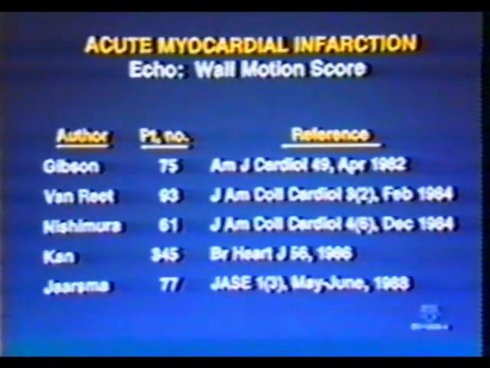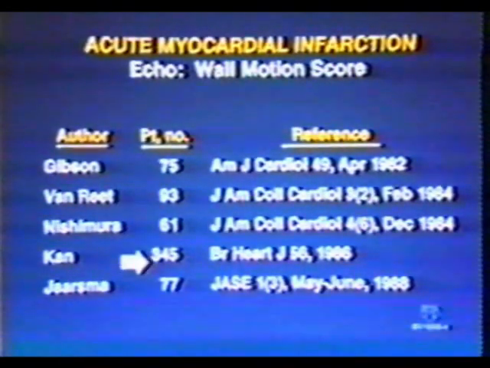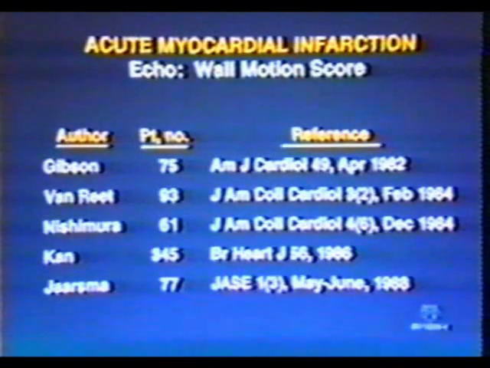There are currently 5 major studies in the literature involving a combined total of more than 600 patients that investigate the utility of echocardiographic scoring of wall motion at the time of admission for acute myocardial infarction. These studies use different scoring systems. Nevertheless, all have shown that echocardiographic wall motion scoring provides useful prognostic information for in-hospital complications.